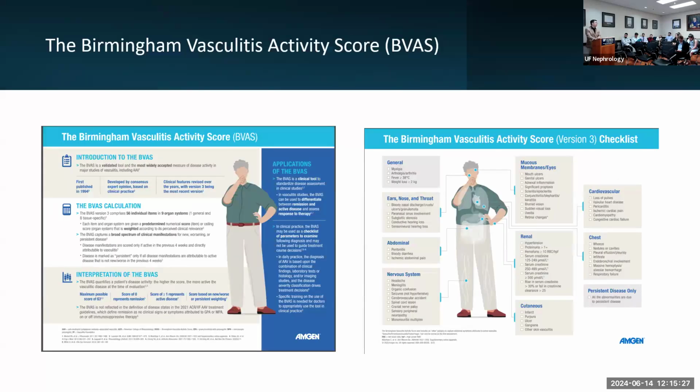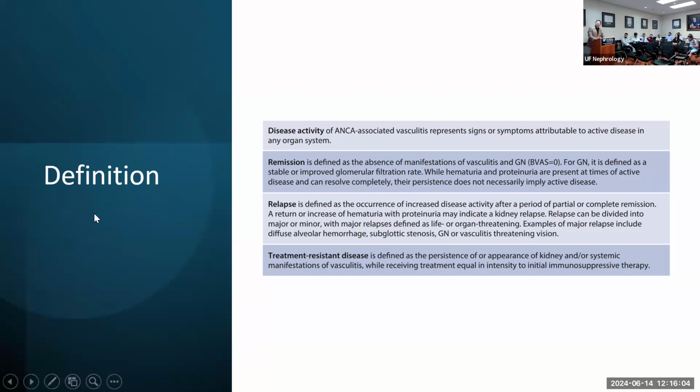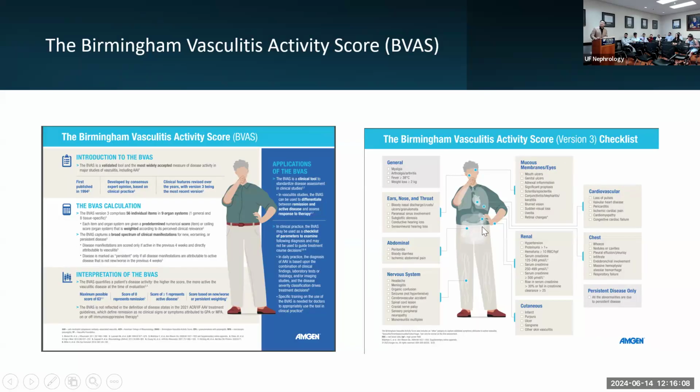Before I move on to the treatment, I just want to show a few slides. This is called the Birmingham Vasculitis Activity Score. This score is used to assess the patient's disease activity. A score of 0 means remission, and a score of 1 or more means active disease. You don't need more than 1 to call it active disease. This is the checklist. It is a very complicated score. I tried to employ it, and like I said, it needs training to do the vasculitis score.